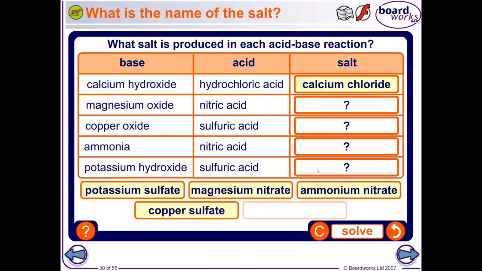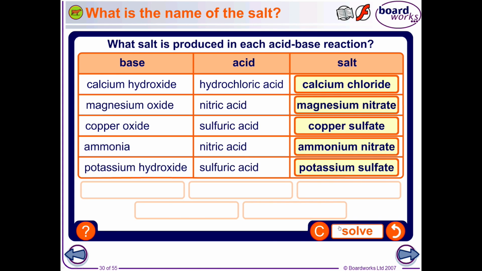Right, hopefully you've had a chance to work those salts out, so very quickly I'll go through the answers. We start with the second one, magnesium oxide plus nitric acid. Magnesium nitrate is the salt, magnesium being the metal from the base, and nitric acid always gives a nitrate. The third one, copper oxide plus sulfuric acid: copper from the base, sulfate because sulfuric acid was used. Then ammonia and nitric acid gives ammonium nitrate, and again nitric acid gives a nitrate salt. And then potassium hydroxide plus sulfuric acid, again we're going to get a sulfate, and it's potassium sulfate in this case.